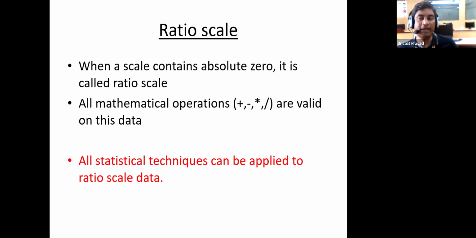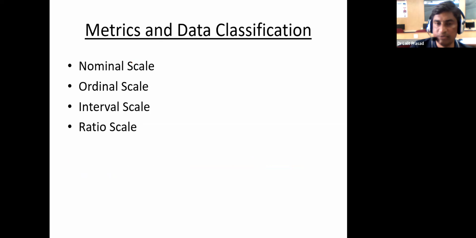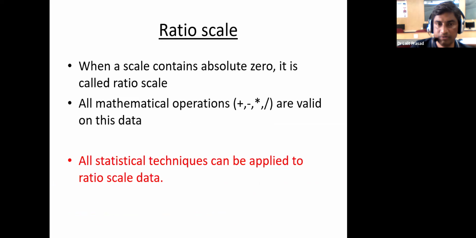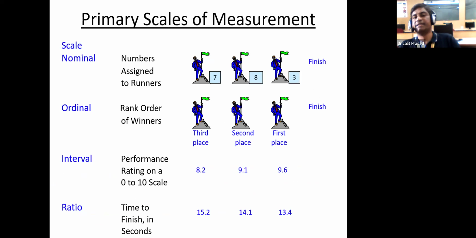So nominal and ordinal are known as categorical data, and interval and ratio are known as continuous data. So this is the thing. Again, I have a small example here. You can see this: primary scales of measurement, data classification. When we are giving numbers to the runners 3, 8, 7, we don't know who will win. These numbers have no significant meaning. The 7 one can also come first, or 8, or 3. There is no meaning of these numbers. So numbers given to them are in nominal scale.